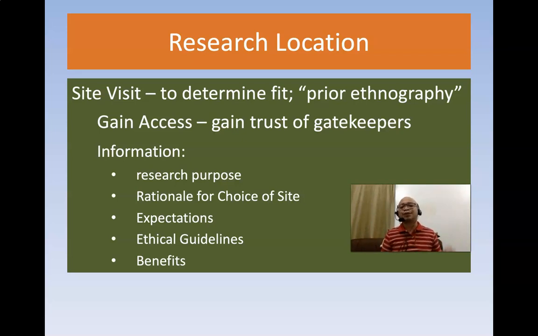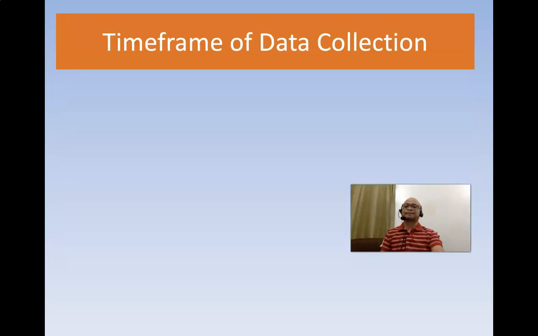Okay, so that you'll be able to gain access and gain trust of the gatekeepers or those major stakeholders in that particular community. So information that you may want to get would include, of course, the research purpose, the rationale why you have chosen the sites, what are your expectations, and very important, the ethical guidelines, and what would be the benefits to your research respondents.